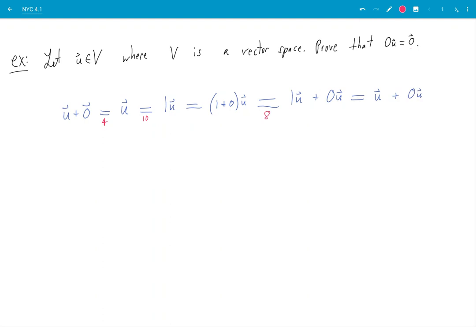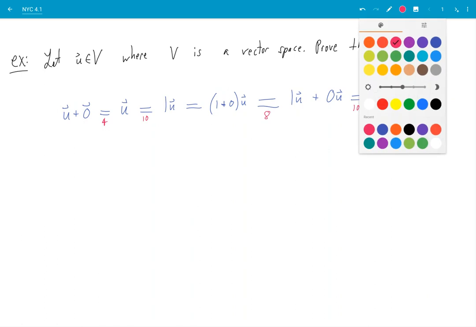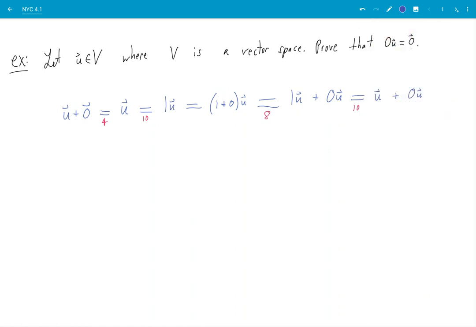What does that get me? Oops, got to quote my axiom here, 10. So what does this calculation get me? Well, it tells me that u plus 0 is equal to u plus 0u.